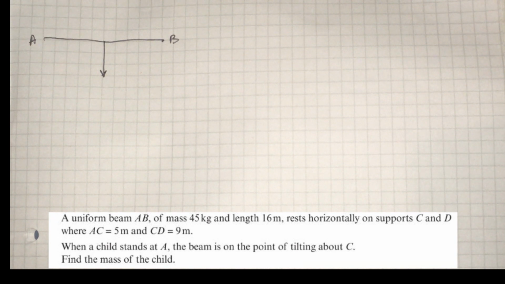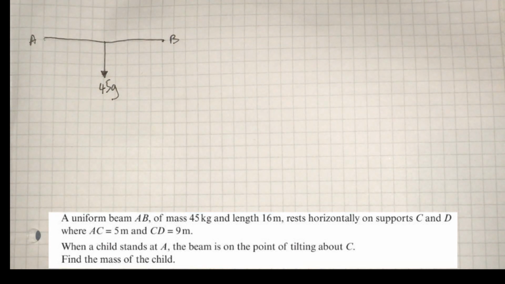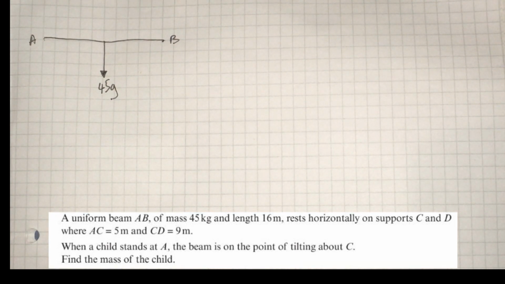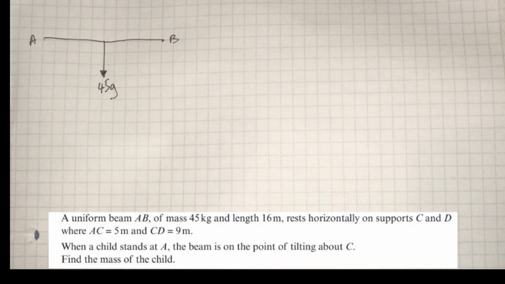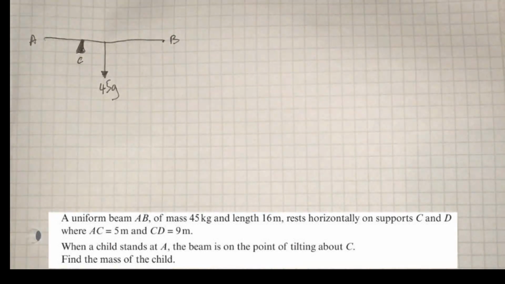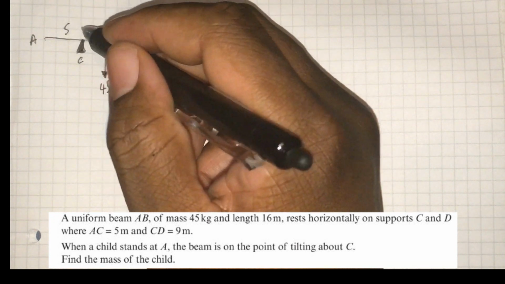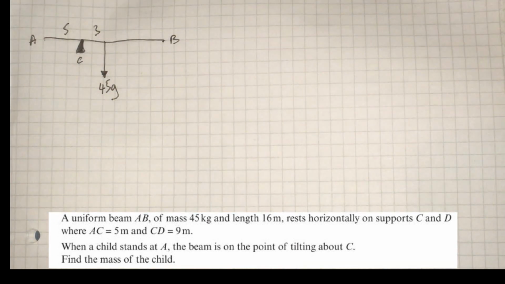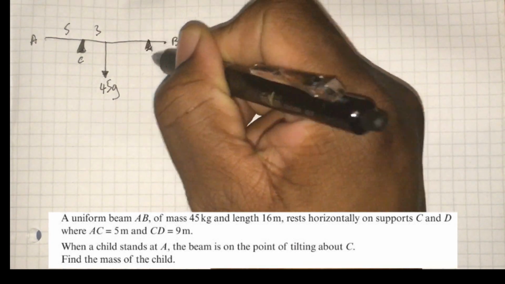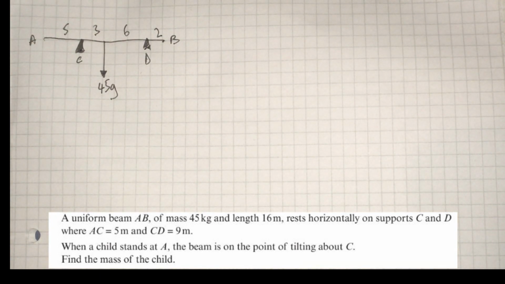So let's go ahead with the diagram as usual. We know it's uniform, so we can straight away put the weight right in the middle. So 45g. A 16 meter beam means that A to the middle is going to be 8 meters. We know that the support C is actually 5 meters away, so I can label 5 and then 3 to get to the middle. We know that for support D, there's a distance of 9 meters from C to D, so I've got the 3 to the center, another 6 will get me to D, and then I've got 2 meters over there. Fully labeled each of the individual lengths.